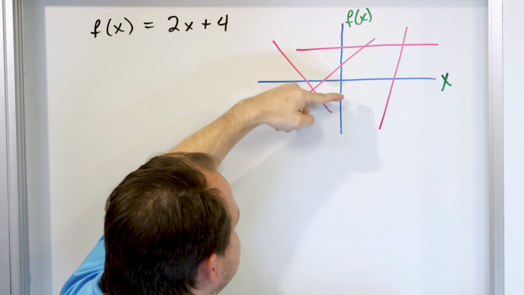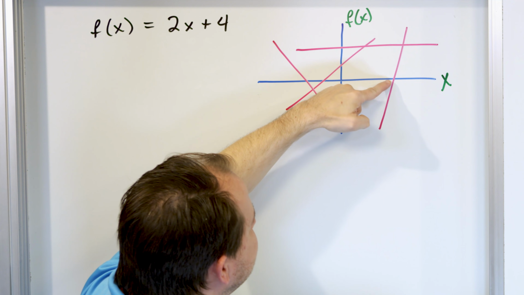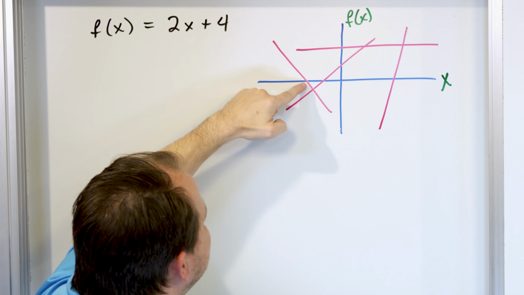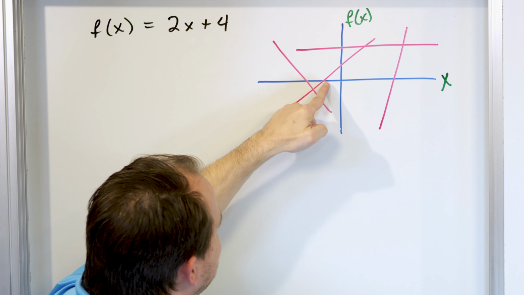Because how far up and down? This is the f of x axis. So here, f of x is zero. It just crosses right there. For this line, at this point, f of x is zero because it crosses right there. For here, at this point, f of x is zero there.